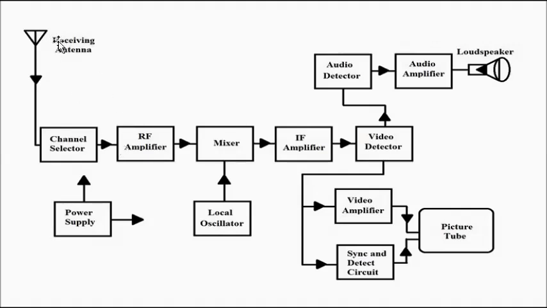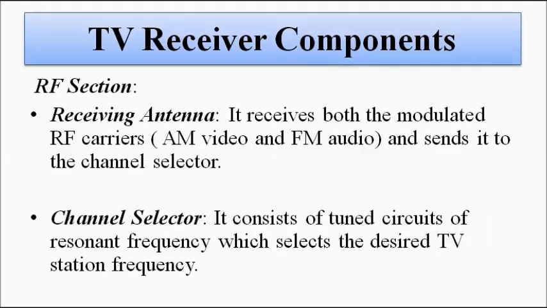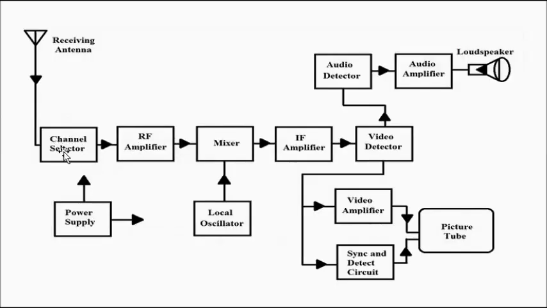So it will have first the receiving antenna. The receiving antenna will receive both the modulated radio frequency carriers, high frequency carriers, the amplitude modulated video and the frequency modulated audio. Its job is to capture the electromagnetic energy which is there in space. The receiving antenna sends it to the channel selector or the tuner. Okay, the channel selector block.